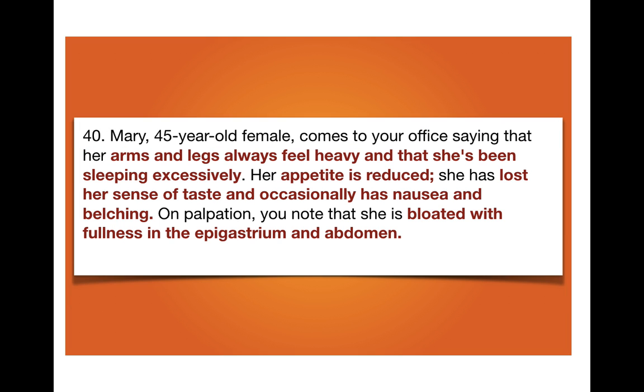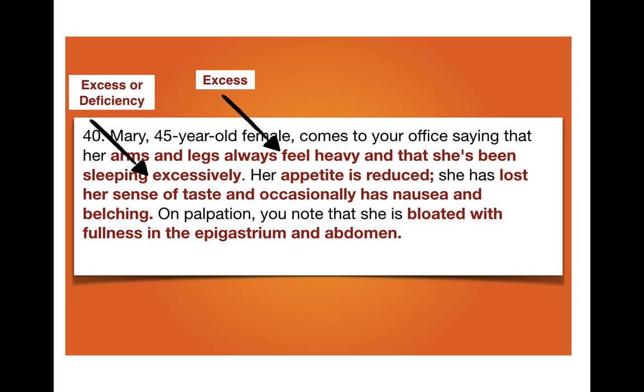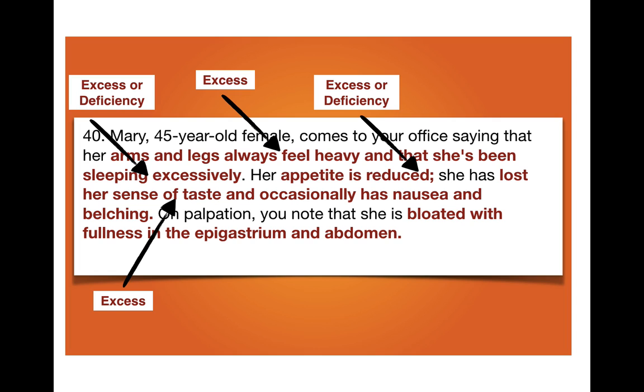So now taking a closer look at our case study, we're going to label our signs and symptoms. Arms and legs always feel heavy. This is always excess. It pertains to damp and phlegm. Sleeping excessively, we know is excess or deficiency, so that doesn't really help us in this case. The appetite is reduced. That can be excess or deficiency as well. It's not going to help us. Lost her sense of taste. That's going to be excess. It usually means something's going on with the stomach, usually damp or phlegm.